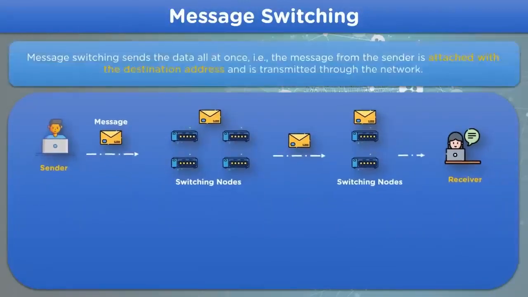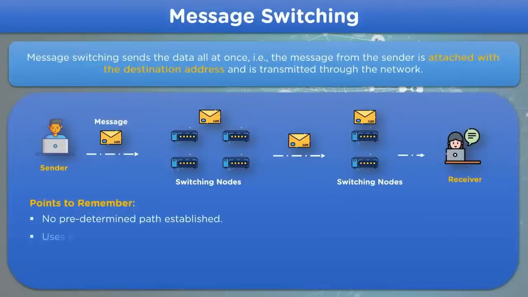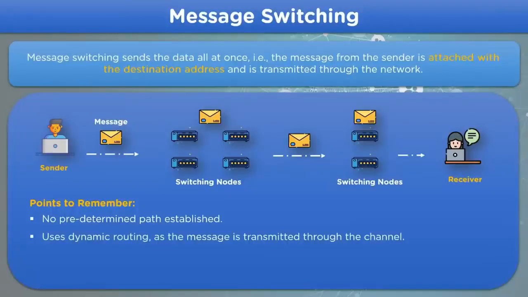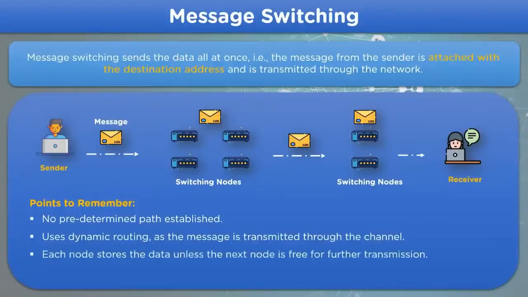Let's take a look at some points to remember about message switching. In message switching, no predestined path is established. It uses dynamic routing as the message is transmitted through the communication channel in real time. Each node in network switching stores the data unless it is transferred over to the next switch node.